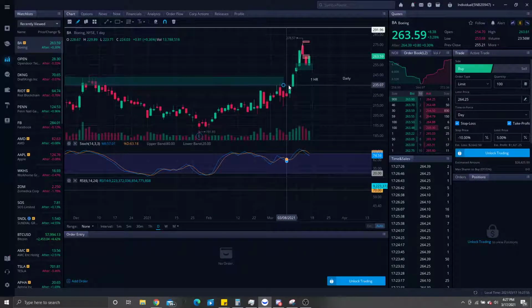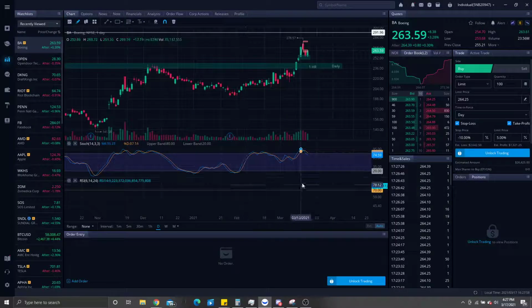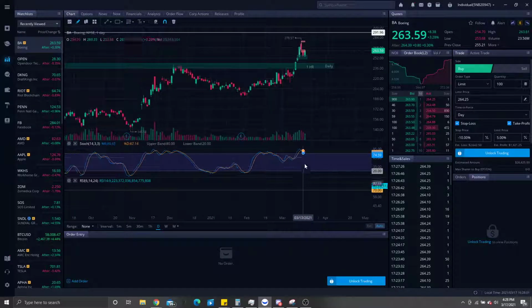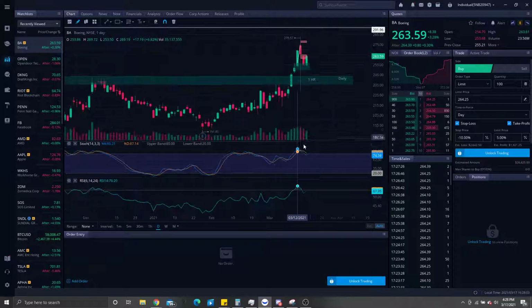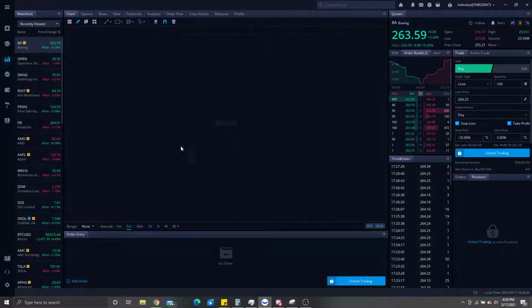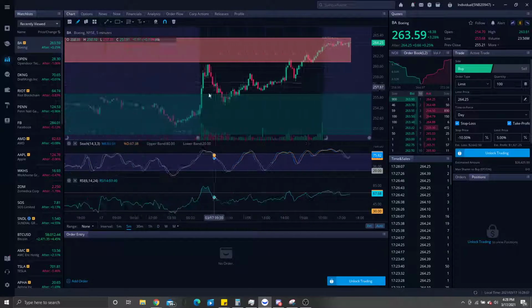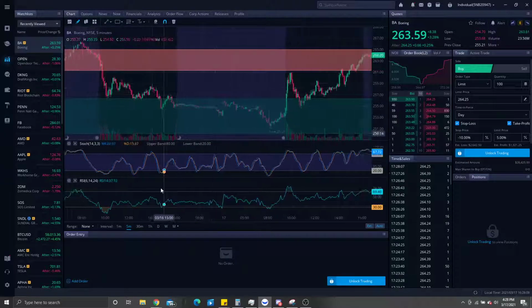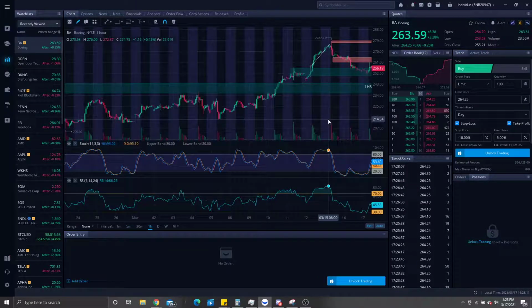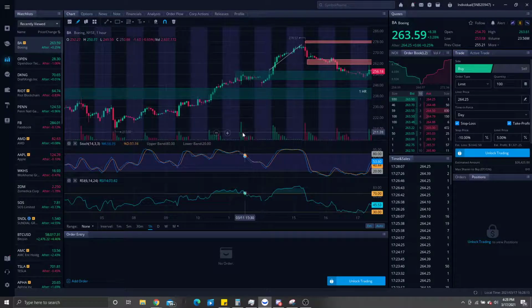I hope it does, because technically I'm not following my own rules here because the stochastic is oversold. But I have targets. When I bought in, the stochastic was not oversold. But that's a good trade.